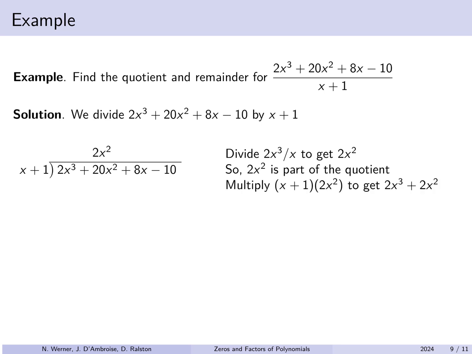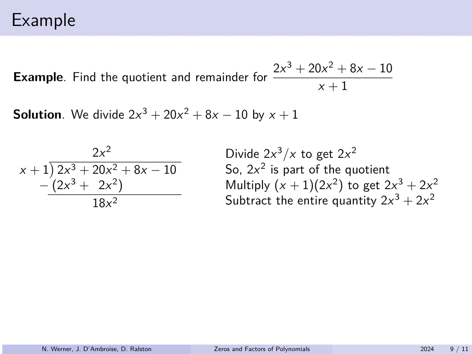Now we multiply the x plus 1 by the term we just got, which gives us 2x cubed plus 2x squared. We're going to subtract that entire quantity. The x cubed terms will cancel, the largest term always should, giving us 18x squared, and we carry down the other terms as we go, 8x minus 10.